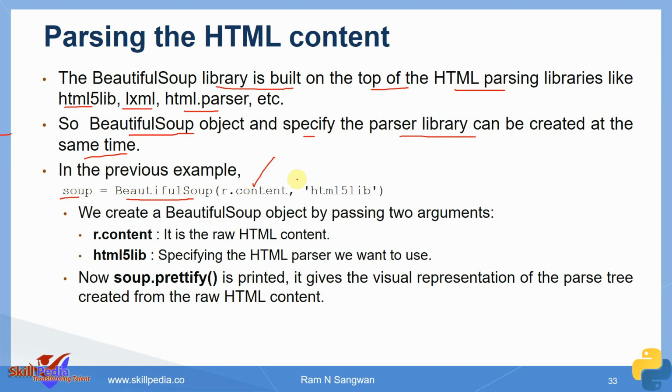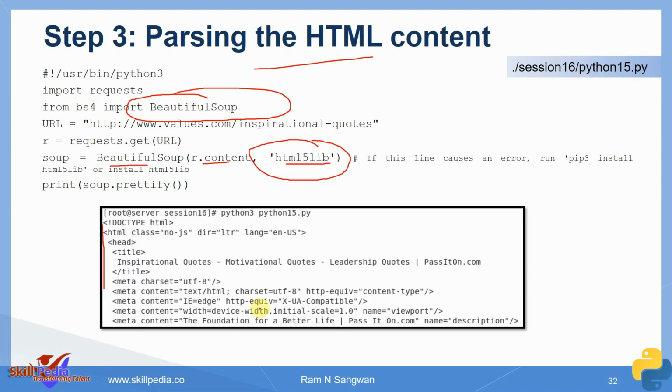For example, this is what we did: BeautifulSoup, the content, that is the raw content, and html5lib. We create a BeautifulSoup object by passing two arguments. The first was the content, that is the raw HTML content. The second argument was html5lib, where we specify the HTML parser we want to use. Now the last line was soup.prettify, which is printed to give a visual representation of the parse tree created from the raw HTML content. That's what is used in the last statement: print soup.prettify.